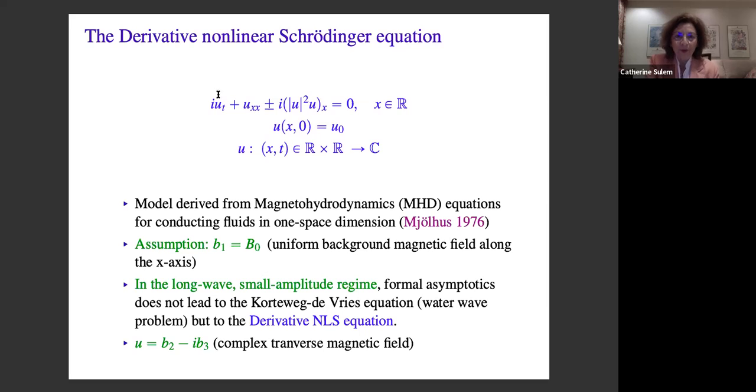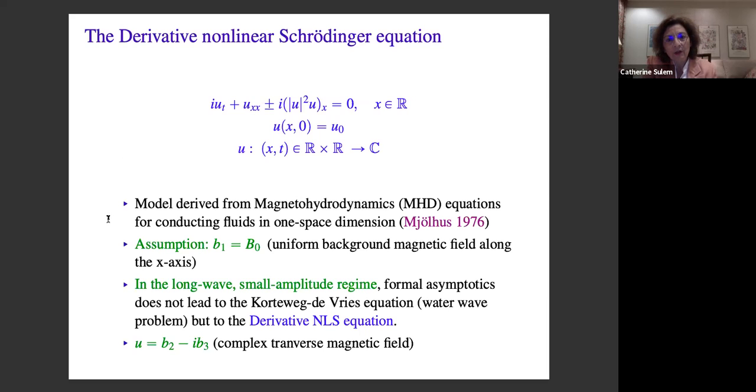As you see, I put here a plus or minus. So unlike the usual nonlinear Schrödinger equation, for which the plus or minus refers to a focusing or defocusing equation with different properties, for derivative NLS, these two equations are essentially the same. The solution of one of them with the plus sign can be mapped to the solution of the minus one with the change of x to minus x. So in the following, I will just stick to one sign, the plus sign.